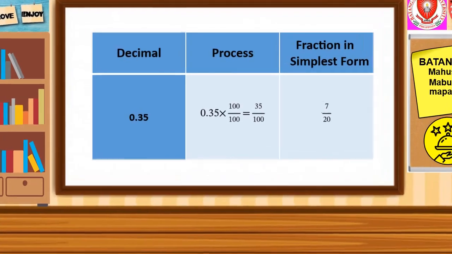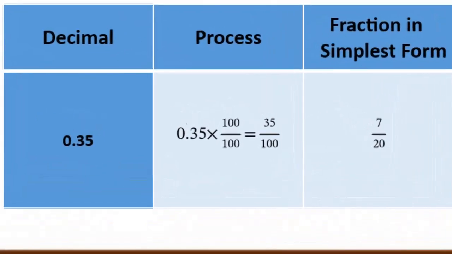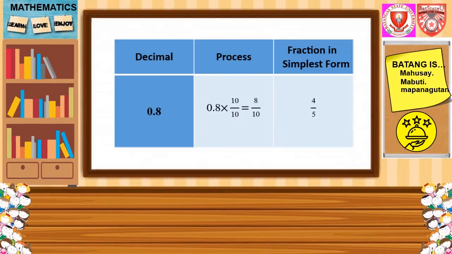This will be the process in converting decimal form to fraction form. 0.35 will be multiplied by 100 over 100 because 35 is in the hundredths place. Then it is equal to 35 over 100. Then in fraction form, we're going to get the simplest form of it. 35 over 100 is equal to 7 over 20.